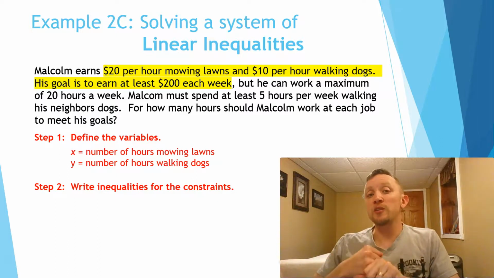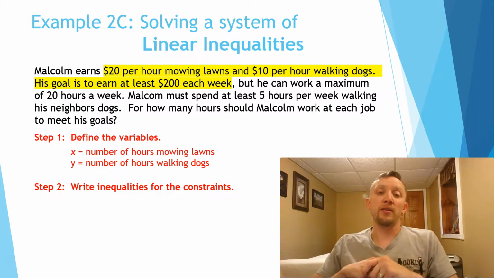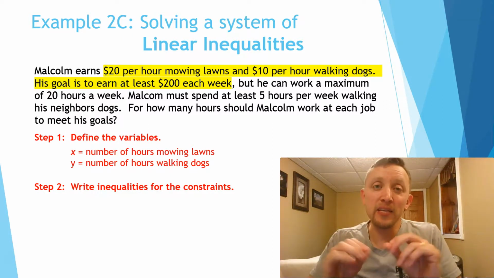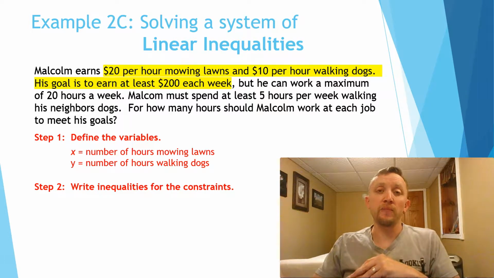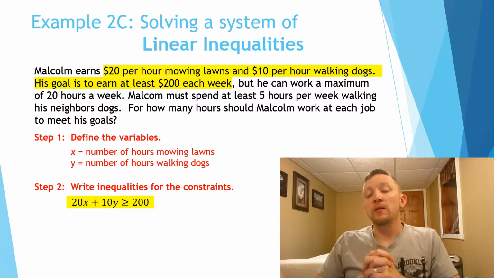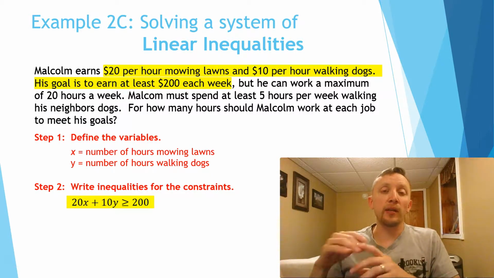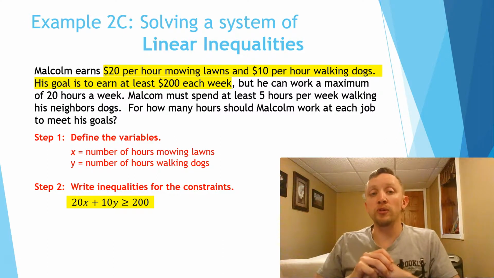So he's making $20 per hour mowing lawns, $10 per hour walking dogs, and he wants to make at least, okay, so there's your inequality, at least $200 each week. And now that term, at least, means he can make exactly $200 or more. He doesn't want to make less. So at least would be greater than or equal to $200. So that's how we come up with our first constraint, or our first inequality.